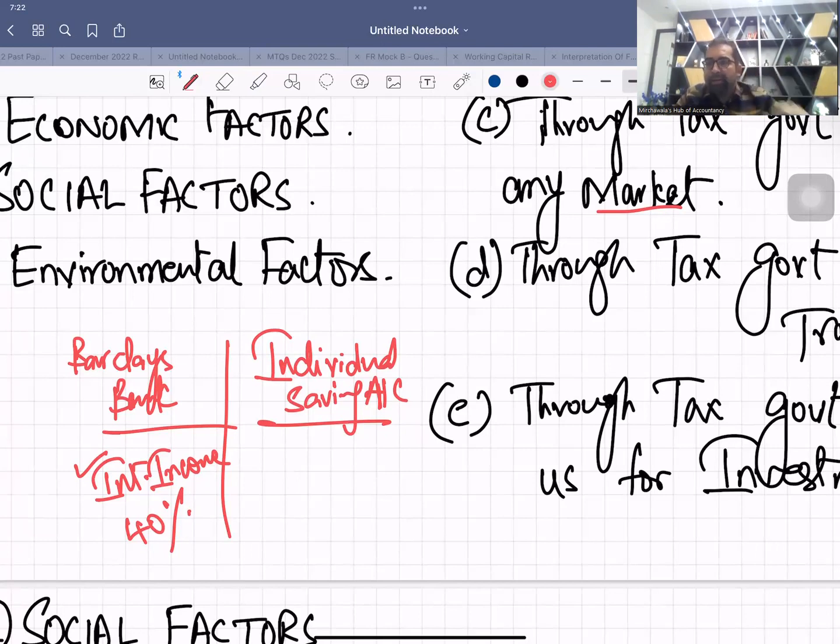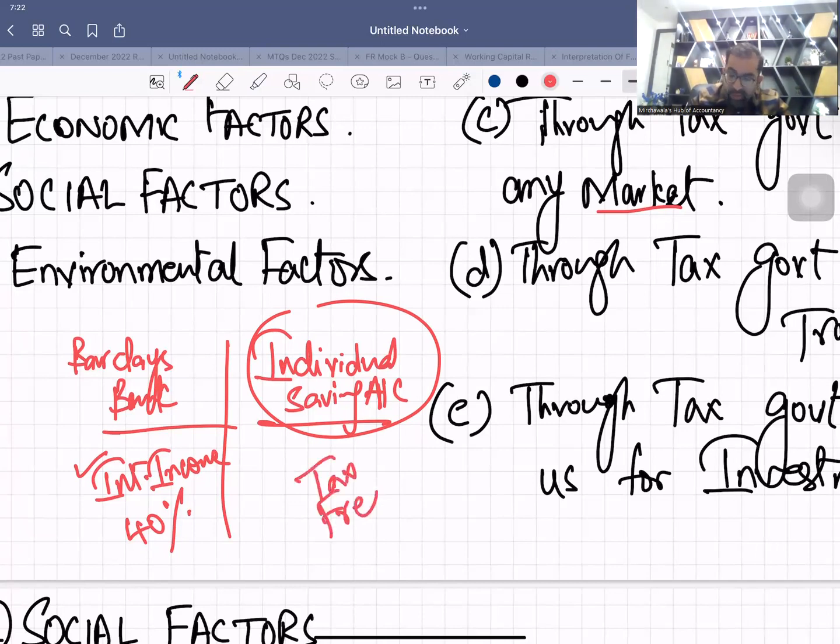Okay. But if you invest in this account, this account is regulated by the UK government. If you invest in this account, the returns are tax free. You don't need to pay any tax on this account investment. If you invest in an individual savings account, you will be receiving interest income, and on that interest income, no tax. So just think, the whole UK people will automatically get attracted towards this individual savings account.